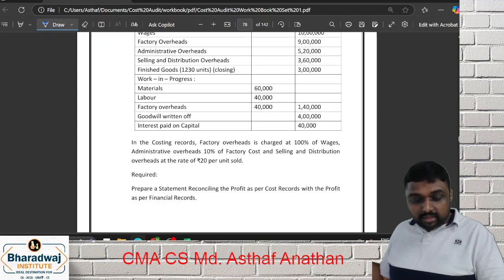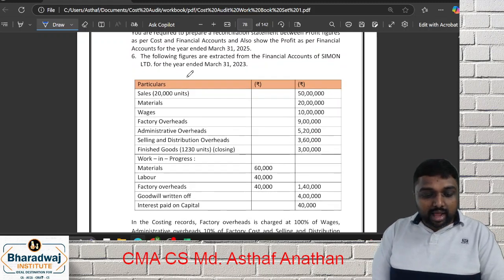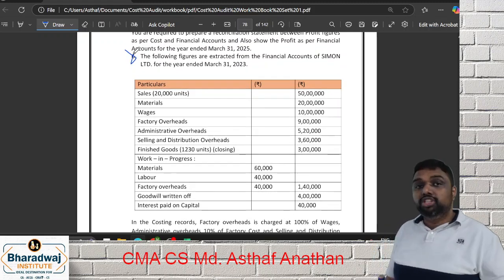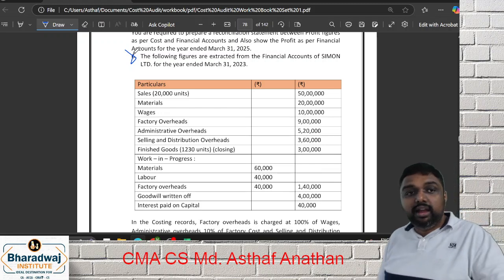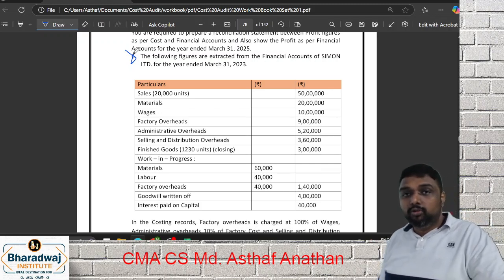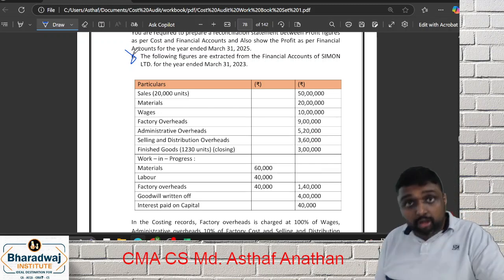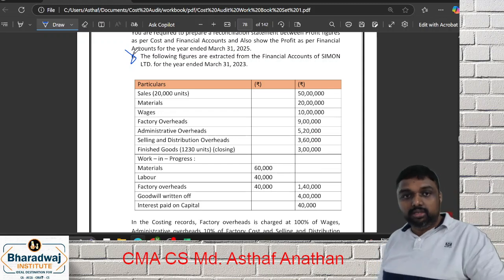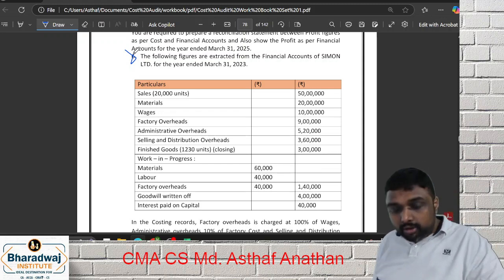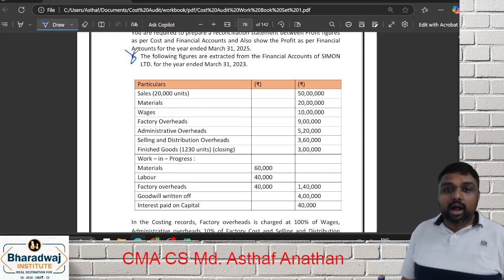Now this is the example which I told. They are asking us to prepare the cost sheet and trading account, just like our intermediate. So you have to be very careful. In the majority of exams, one reconciliation question comes. Clear or not? Continuing the discussion, the next point is called what?